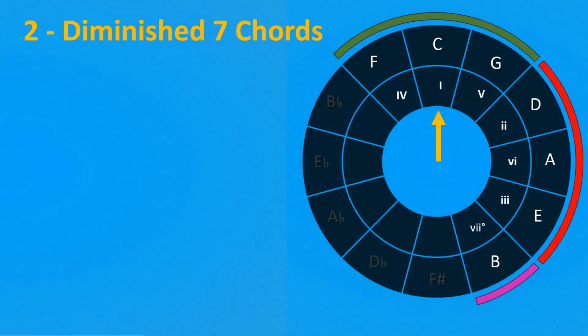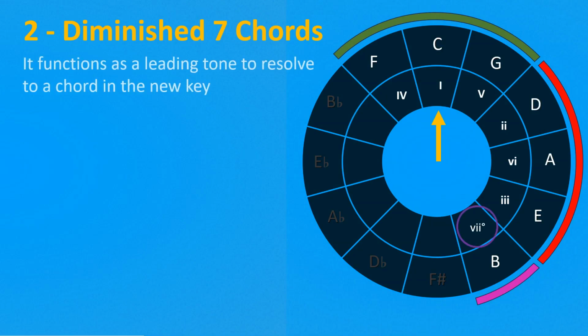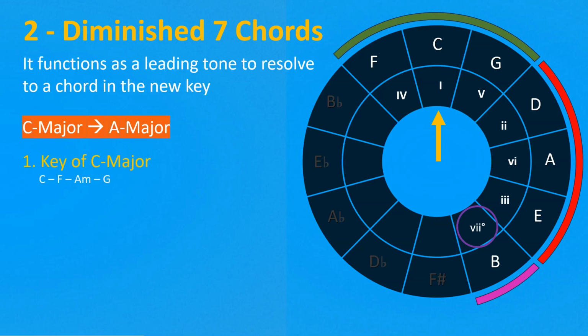The second way to modulate with the pivot chord is to modulate with a diminished 7 chord. We have seen in the last video that the diminished 7 chord functions as a leading tone to resolve to a chord in the new key. This technique creates a strong sense of tension and resolution. To get the diminished 7 chord of any chord, we have just to move 25 minutes clockwise. Let's see an example. We want to modulate from C major to A minor. Let's take a progression in C major with a 1, 4, 6, 5 pattern.